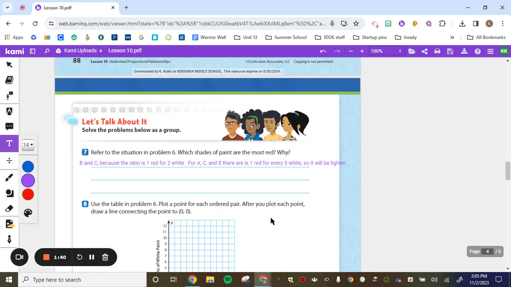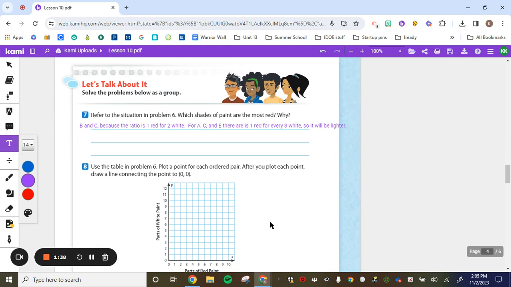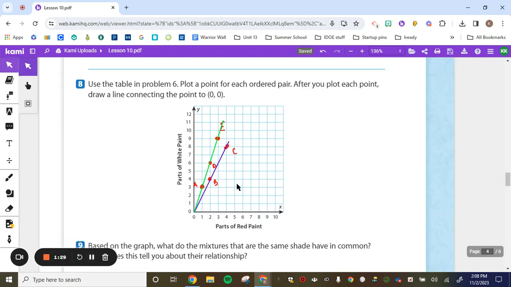Now question 8 wants us to graph those 2 lines and show a straight line graph of the proportional relationship. So once I've plotted those points, remember red is going to be the y-axis, so we will go over to the red number and then up to the white number. I can see that B and C are on the same graph. So B and C are on the same line if we're starting at 0 and drawing and connecting the dots. And A, D, and E are on a separate line. So it shows that those 2 different shades will be in proportional relationships.